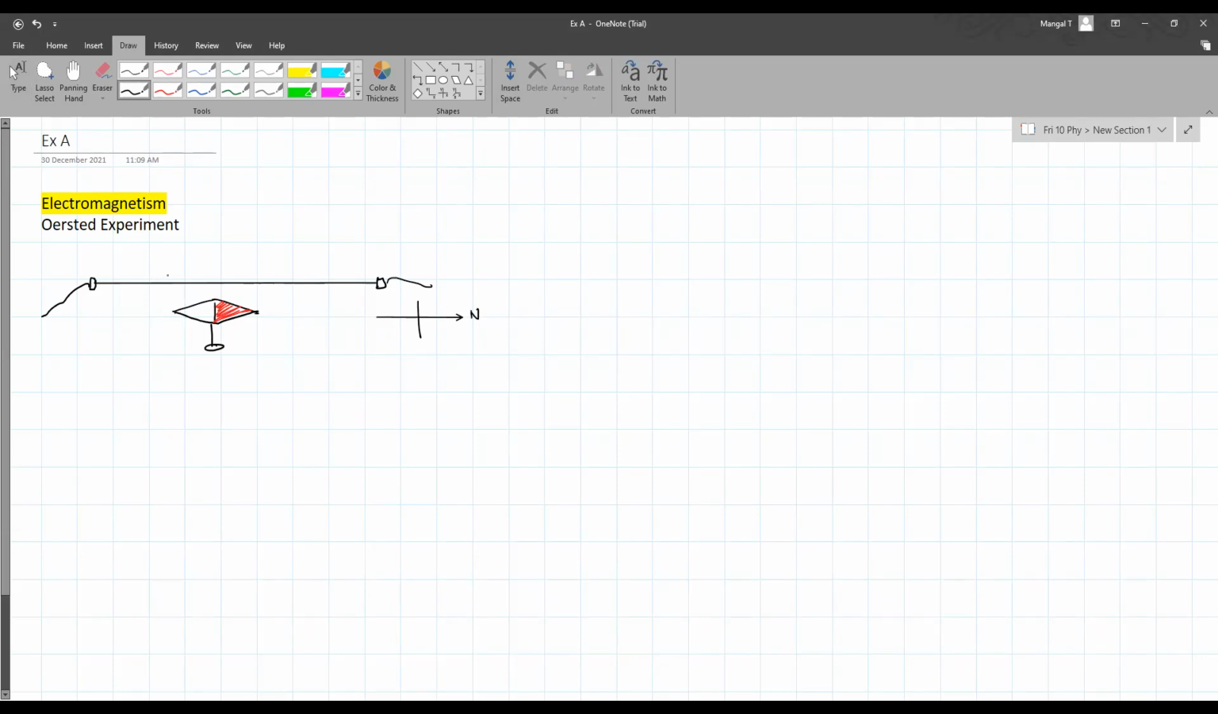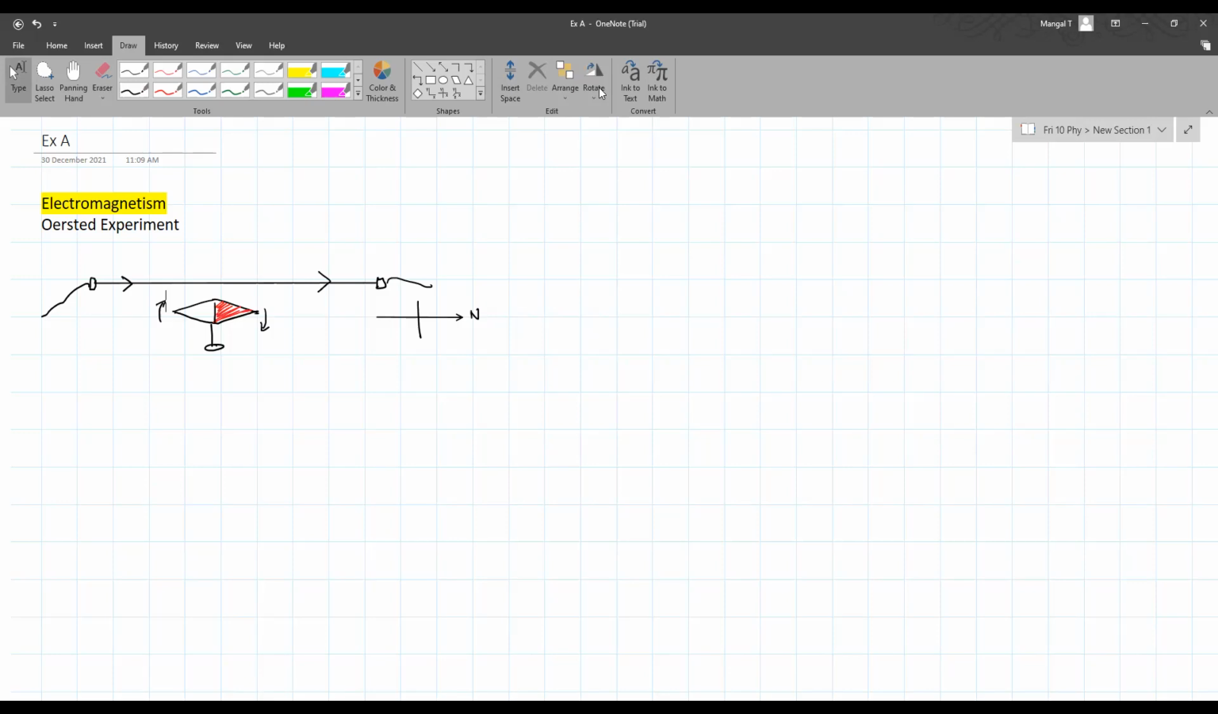Now, what was observed in that particular experiment was that the moment you allow current to flow in the wire, the needle was showing deflection. So the needle was deflecting in one particular direction. Okay, so I would like to ask you a question: what can make the needle deflect? If anyone would like to answer that question, what will make the needle deflect? Anyone would like to answer that?